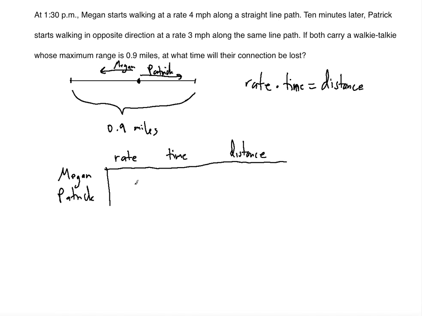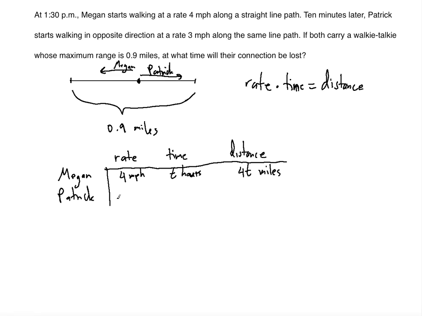So now, for Megan, the rate will be 4 miles per hour. The time that she will walk is t hours. We don't know the time. It's just going to be t hours. Now the distance will be rate multiplied by the time, so it's going to be 4t, right? Now 4t hours, right? Because miles per hour multiplied by the hours cancels out the hours, and you're left with simply miles. Okay, so 4t miles, because that's the distance.